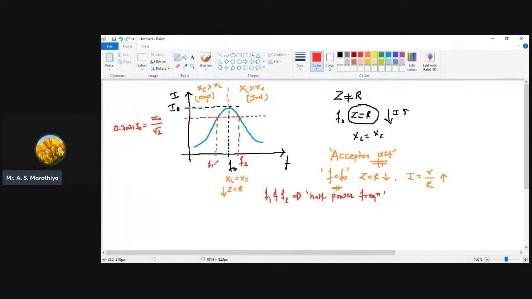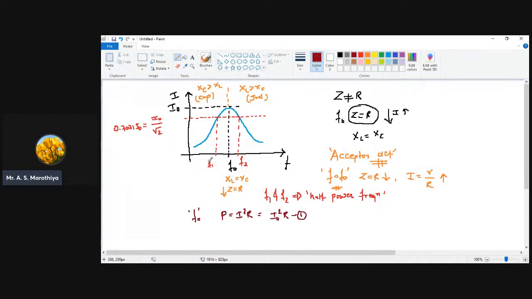To understand this, first of all, we need to calculate the value of power consumed by this particular circuit at resonance condition. So we know that power P is equal to I square into R. At resonance condition, I is nothing but I naught. So I can write here I naught square into R. This will be your equation number 1. So this is the value of power at resonance, that means the value of power at F naught.